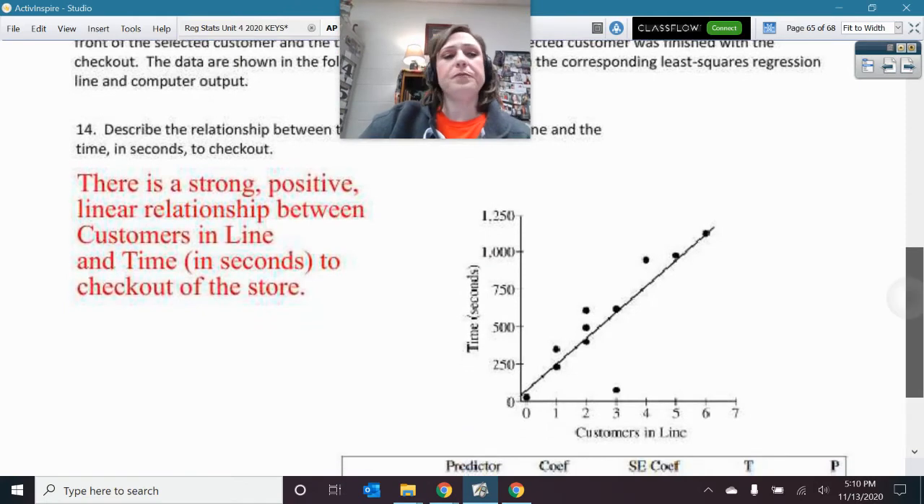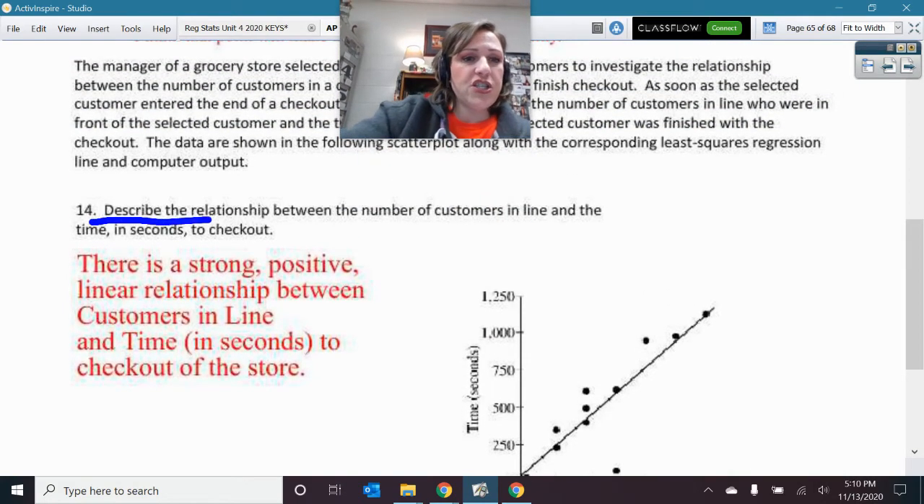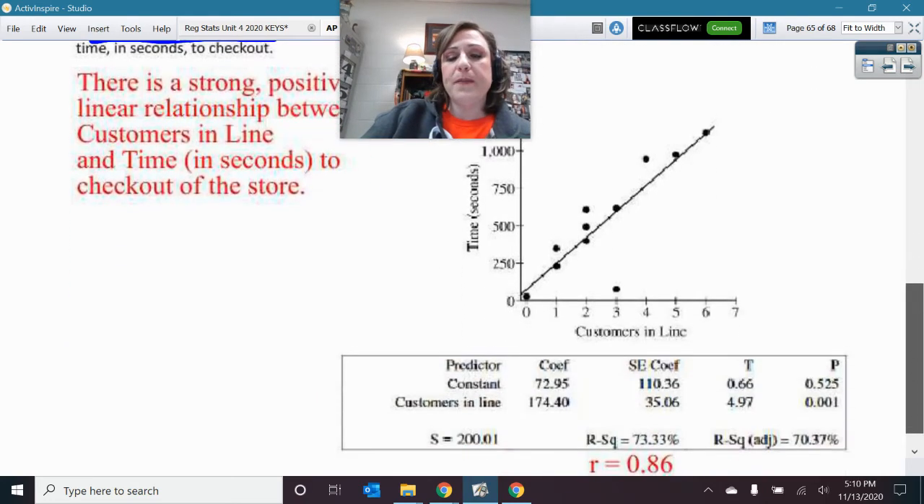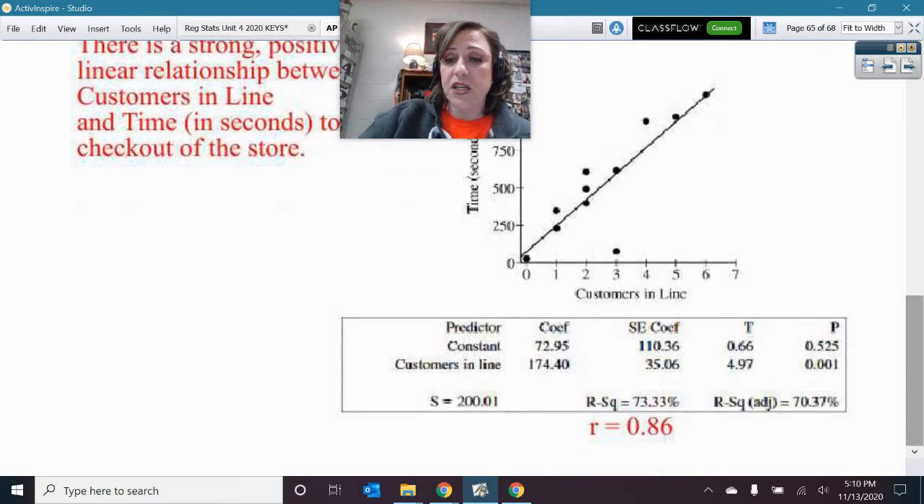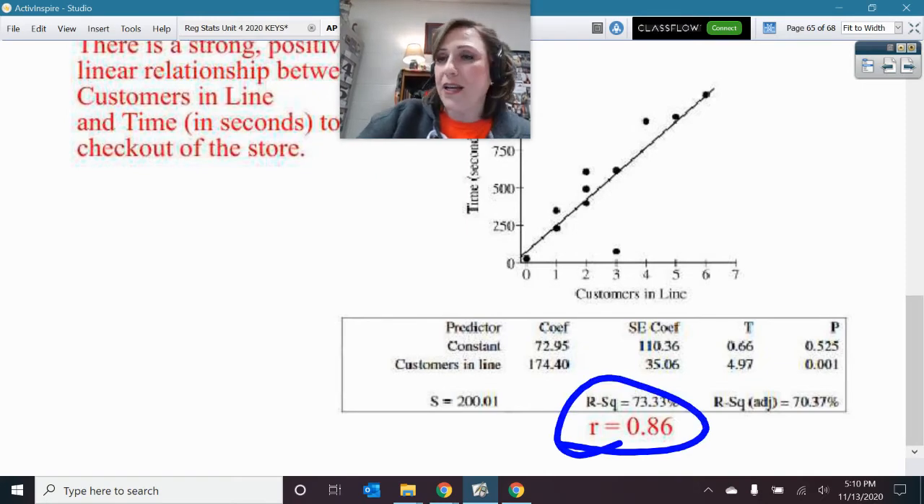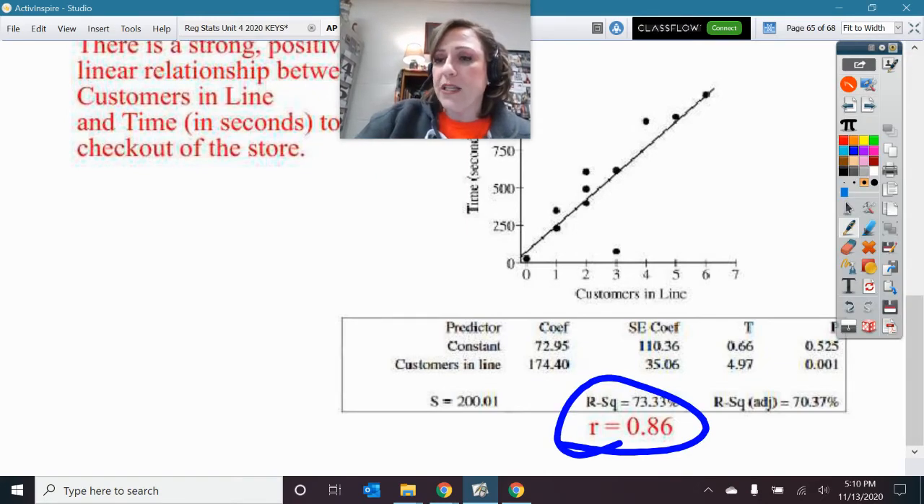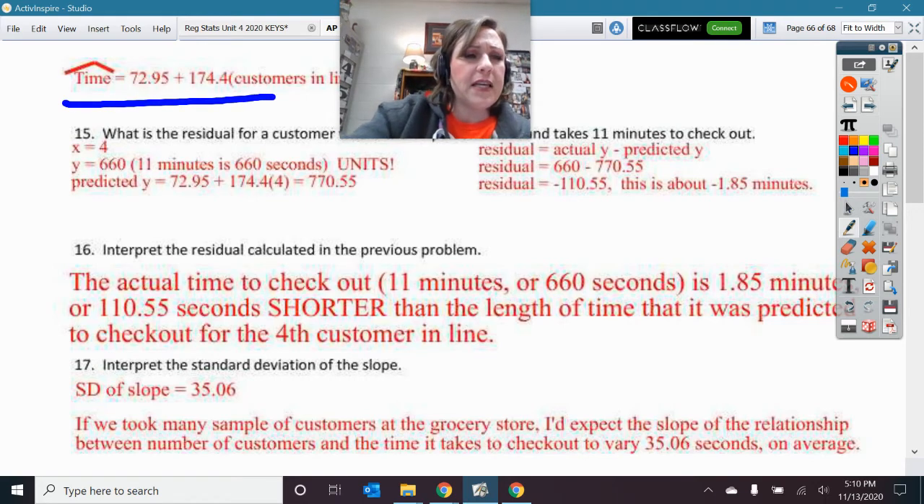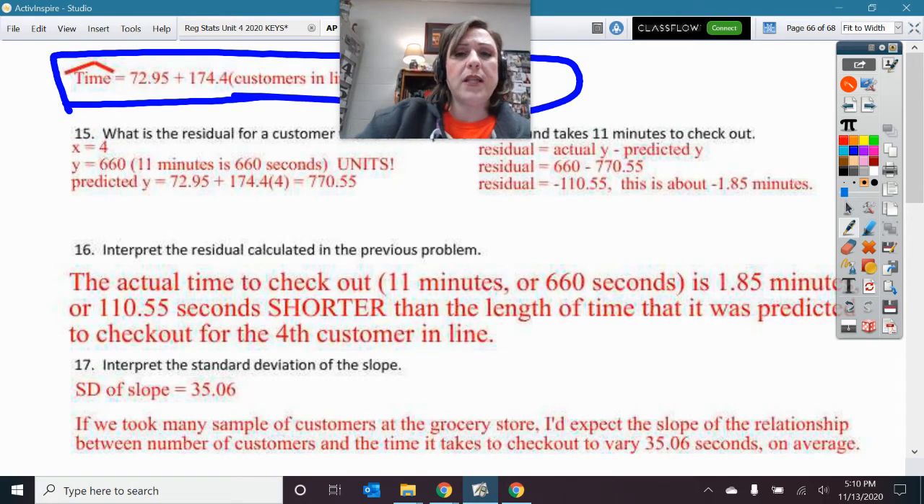Okay, next. Describe the relationship. There is a strong, there is a weak, positive or negative, linear. So based on this, I think it's a fairly strong positive linear relationship. Look, my R was 0.86. So I computed that by square rooting that R squared, keeping in mind the positive slope. And then what happened up here? What's the residual? So I guess I brought the equation. So this equation is what the computer printout on the previous page said. So I went ahead and brought that on over.